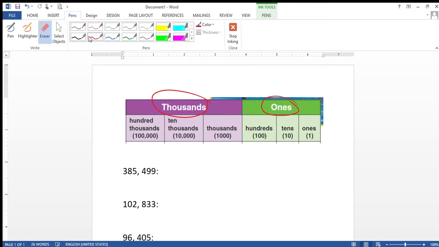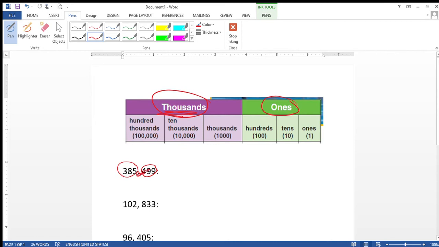Now let's look at this number here. Now we are talking about numbers with two families. How do we know they're two families? We see the comma. So when we say the word name, it is going to be the first group of numbers, then the family name, then the second group of numbers. What's the first group of numbers here? The first group of numbers is 385.